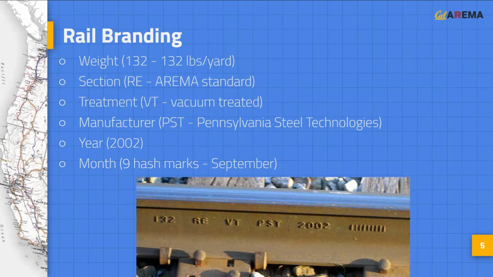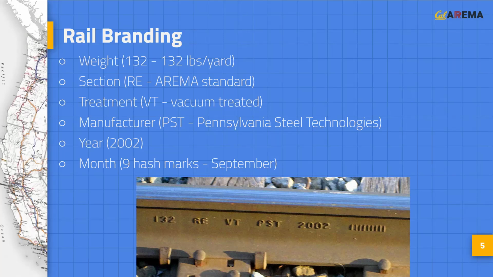The weight of a section of rail is measured in pounds per yard. Over the last several decades, the rail weight used for mainline tracks has steadily increased to accommodate heavier locomotives and rolling stock. The most commonly used rail weight today is 136-pound rail. The 115-pound rail is still in service in many places, and 141-pound rail may be used in turnouts in particularly high traffic areas. In this photo, we read that the rail is 132-pound rail.